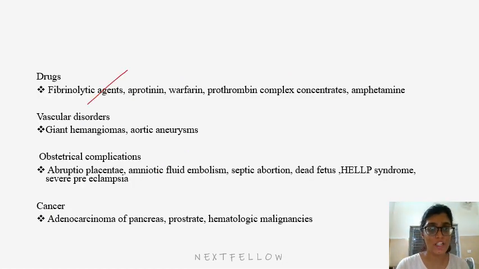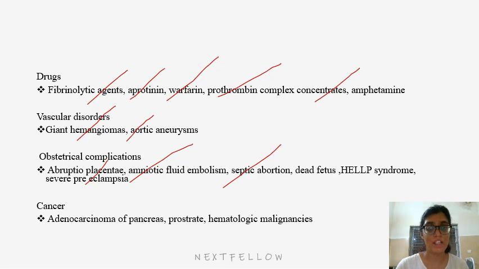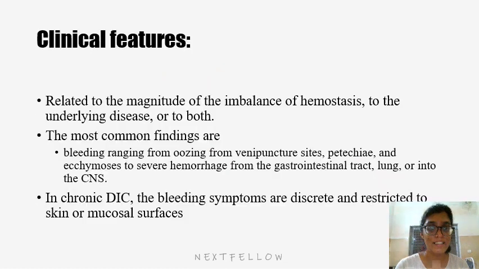Drugs like fibrinolytic agents, aprotinin, warfarin, prothrombin complex concentrate, and amphetamine. Vascular disorders like giant hemangiomas and aortic aneurysm. Obstetrical complications like abruptio placentae, amniotic fluid embolism, septic abortion, dead fetus, HELLP syndrome, and severe preeclampsia. Cancer like adenocarcinoma of pancreas, prostate, and hematologic malignancies. Clinical features are related to the magnitude of imbalance of hemostasis, the underlying disease, or both.